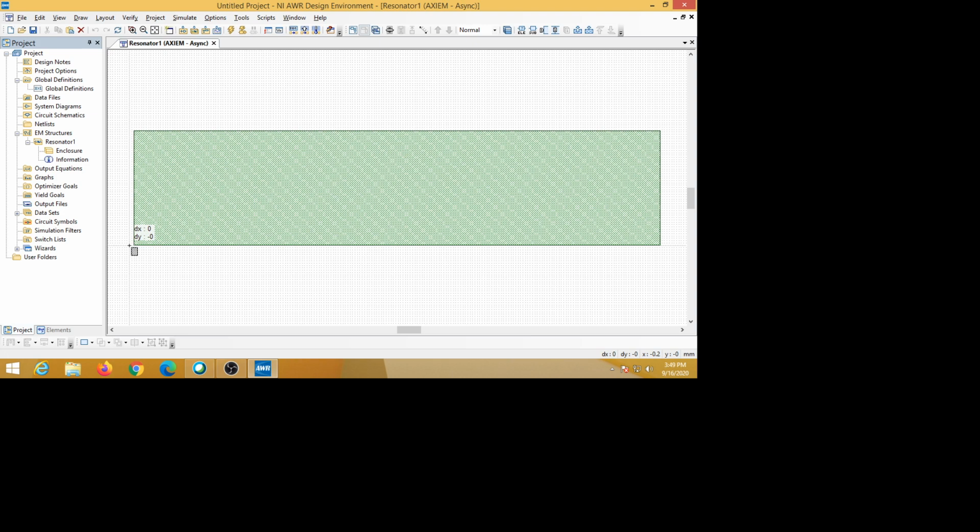Next we should provide that length. L by 10 means 2.193. L is 21.93, so L by 10 means 2.193. Okay, but since you are going in the negative direction, put a minus here. And for dy, we are going in the positive y direction only, and the width must be the same as the width of our structure, which is 4.93.